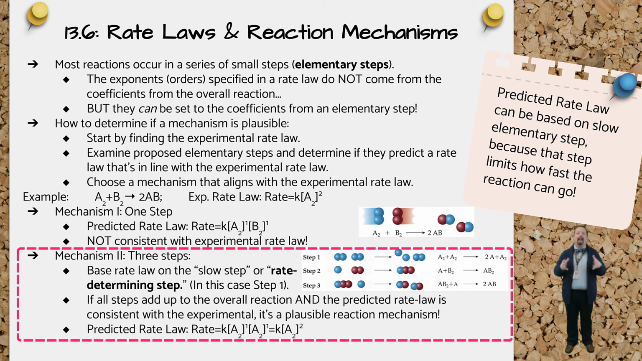If all other steps move rather quickly, then the overall rate that we observe is pretty consistent with the slowest step that we have, because that slow step limits how fast the mechanism can proceed. Since the slow step limits the rate, we use it to predict our rate law. This time our rate would be k times the concentration of A2 times the concentration of A2, or simply k times the concentration of A2 squared. This is consistent with our experimental rate law, so it's definitely a possible reaction mechanism.